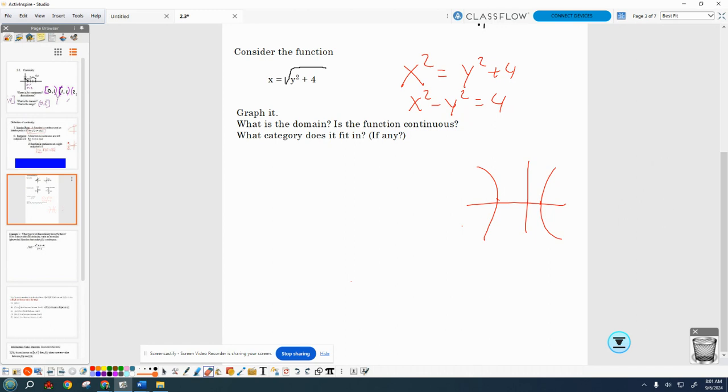But going back to the original question, the function is only the positive part. So it looks like, right, little bug antennas. Clearly discontinuous. Is it removable? No. Is it a jump? I mean, it's a horizontal jump.